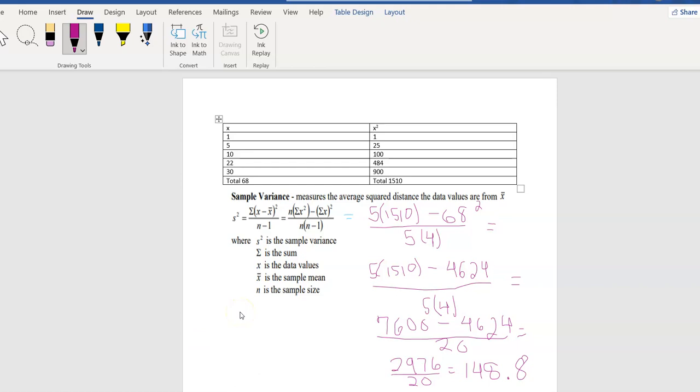Now, you're going to learn how to do this in StatCrunch. It's a whole lot easier process. Just imagine if I had 100 data values, how tedious this process would be to do this for every single one of them. So we need computers to help us with something like sample variance and for standard deviation that we'll see here in a minute.